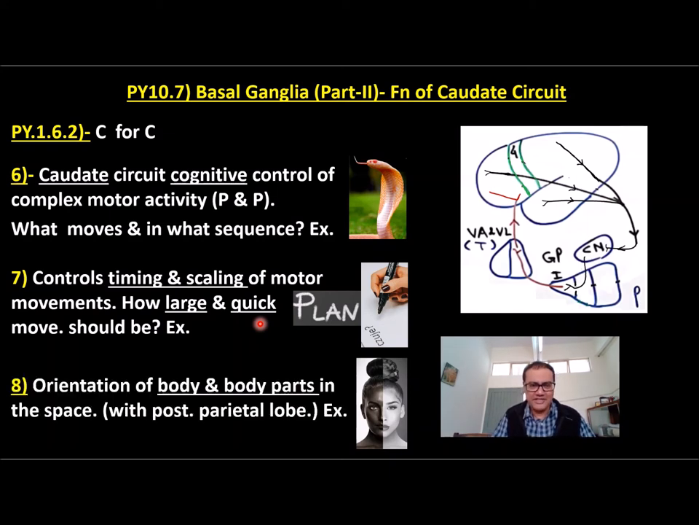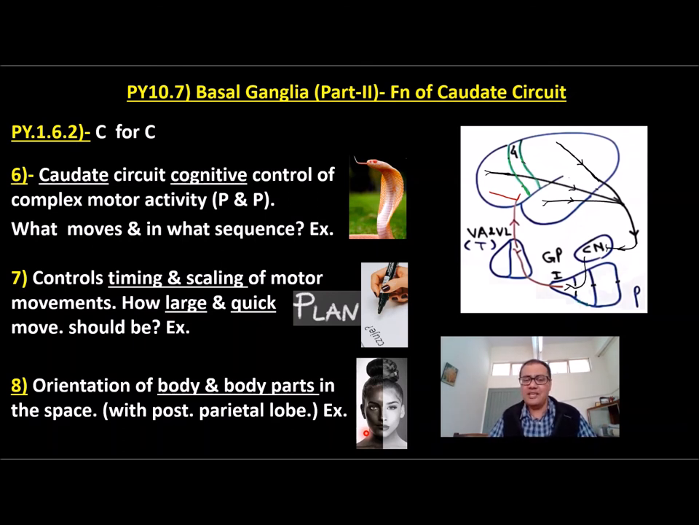Third important function is, along with posterior parietal lobe, caudate circuit does orientation of body and body parts in the space. And that's why if one side caudate circuit is lesioned, say right caudate circuit, the person will not do any activity on the left side. For example, suppose the painter is painting the face and one-sided caudate circuit is lesioned, possibly he will paint only one side. Opposite side activity will be totally ignored. No movement will be planned. So he would be painting only one side.